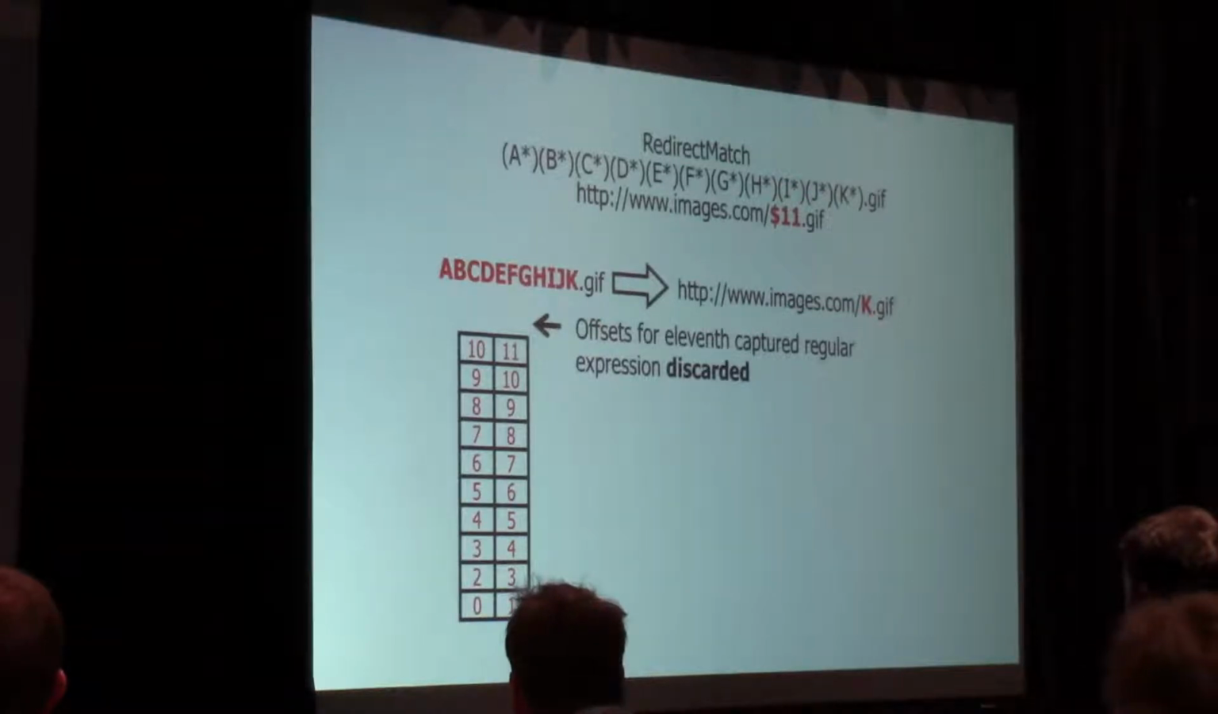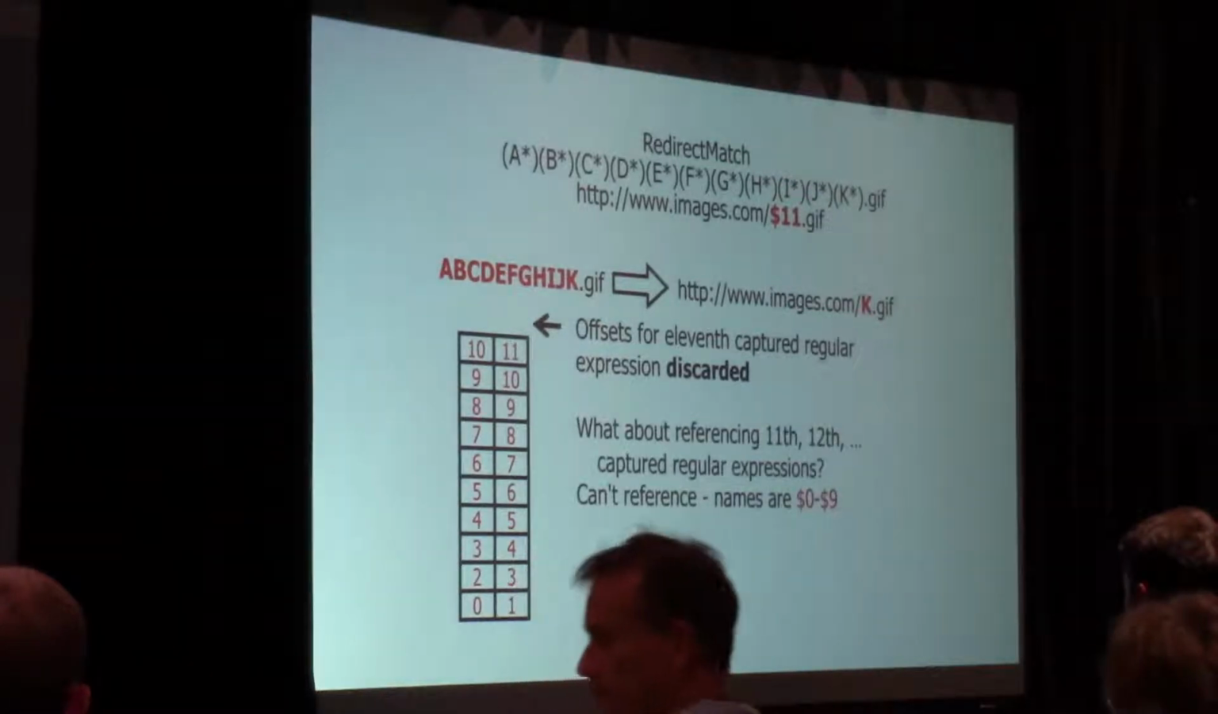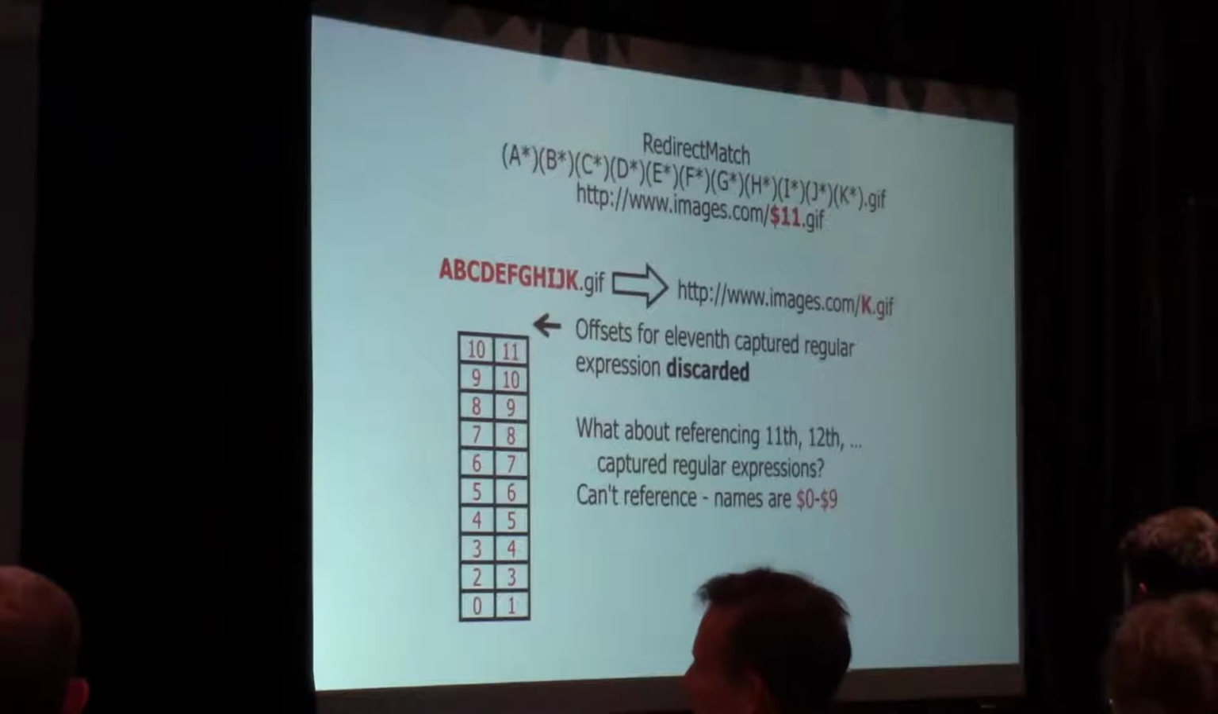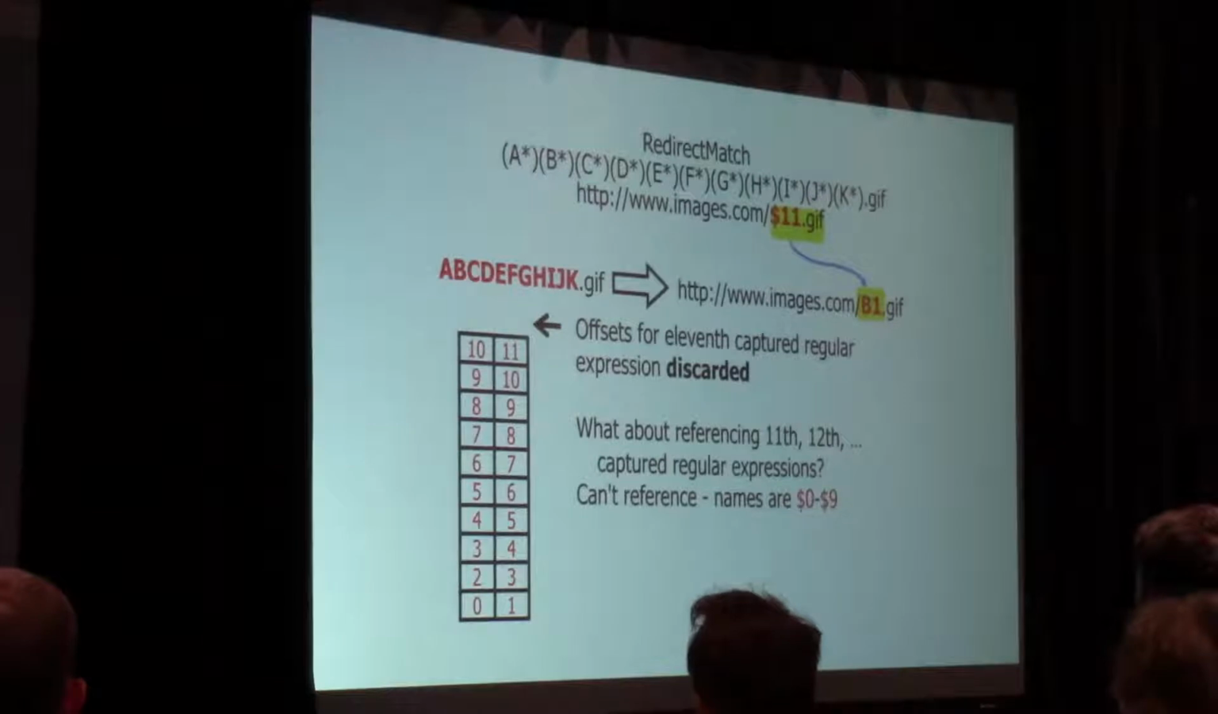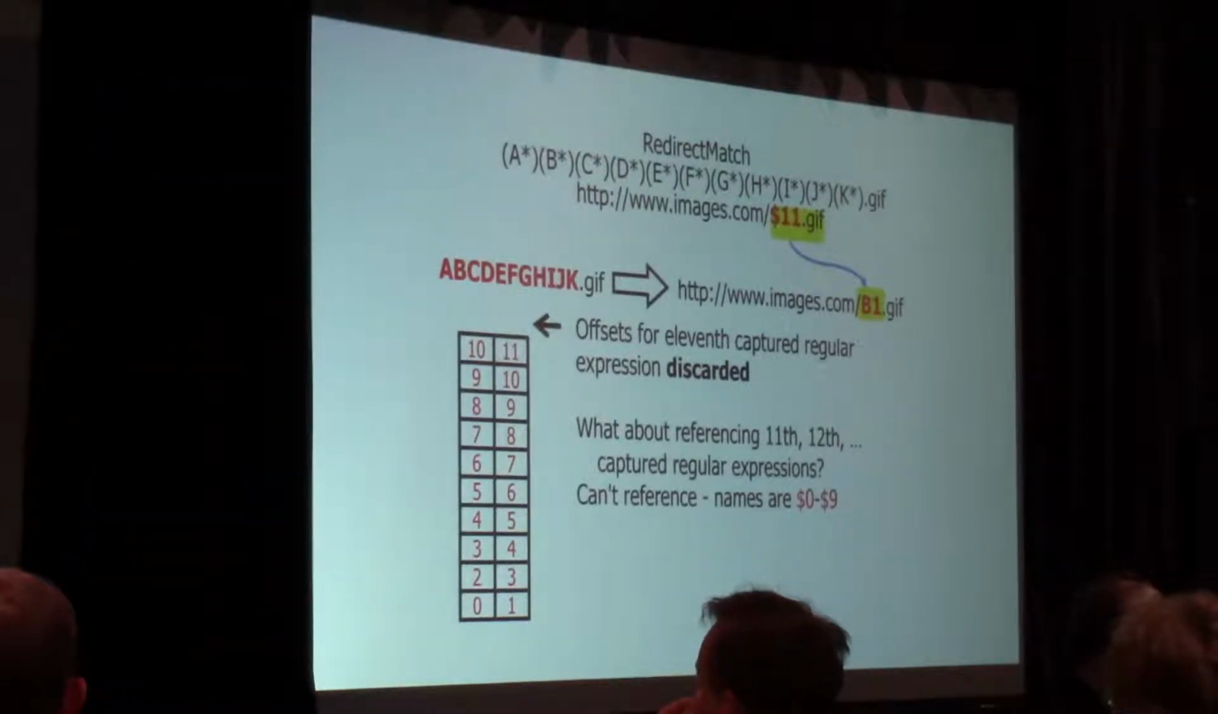But let's look at this a little bit. Turns out that the only names you have are $0 through $9. So if you type in $11, you don't get K here because that's the 11th thing. Instead, you get B1. So again, the behavior of the program is completely indistinguishable from the behavior of the fixed program where they just discarded everything beyond the 10. Because nobody wants to use more than 10 anymore.